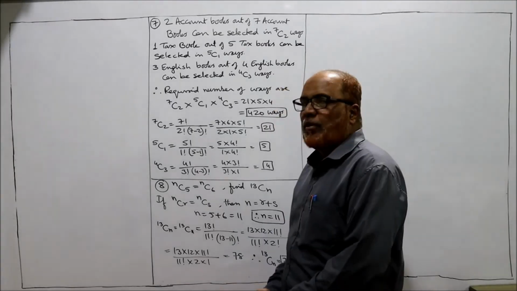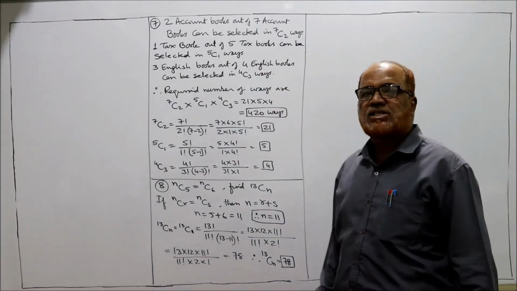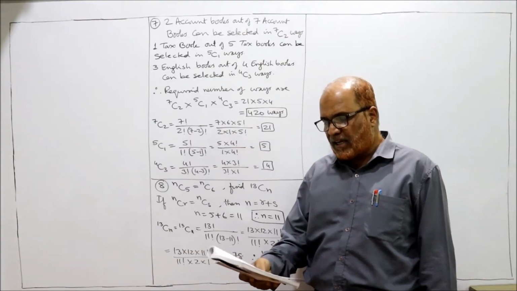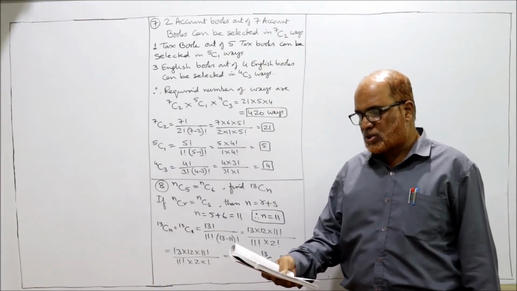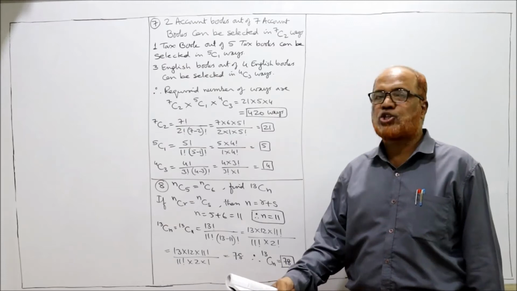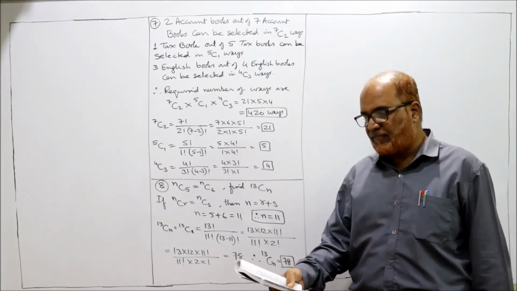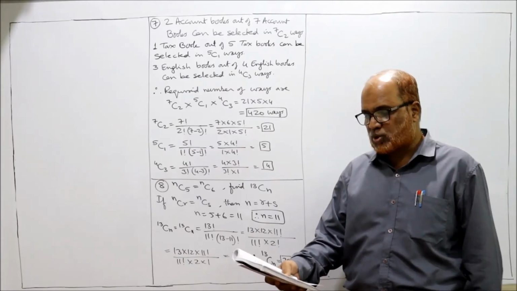Students, now we'll continue the problem on combination. So far we have completed 6 problems in the previous video. Now see the 7th problem. Find the number of ways of selecting 2 accounts, 1 tax and 3 English books from a total of 7 accounts, 5 tax and 4 English books.